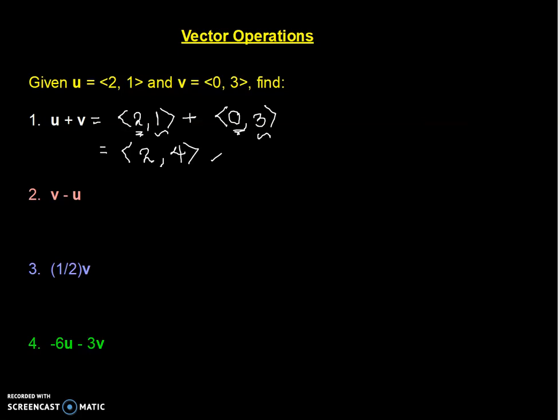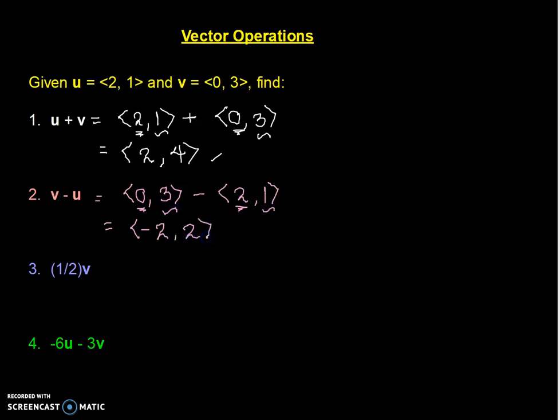All right, moving on. Here we have vector v minus vector u. So again, adding and subtracting, you can only add and subtract like terms. So we have 0 minus 2, which is negative 2, and 3 minus 1, which is 2.